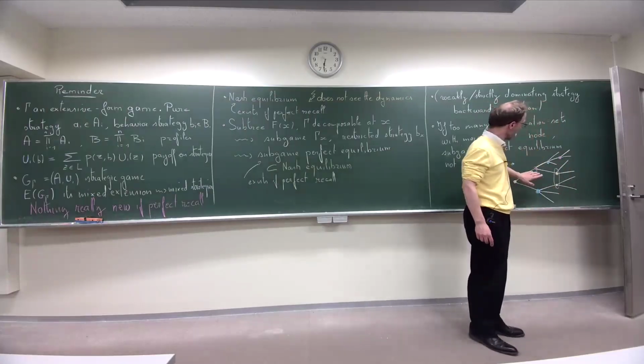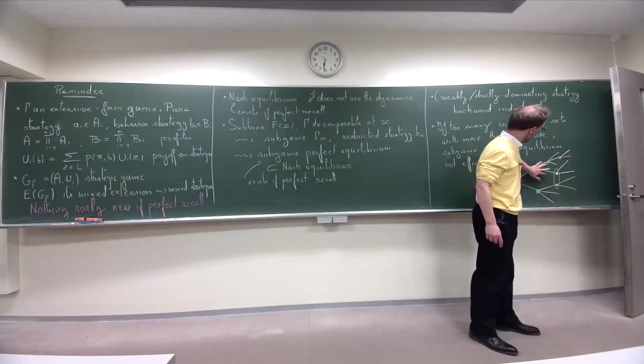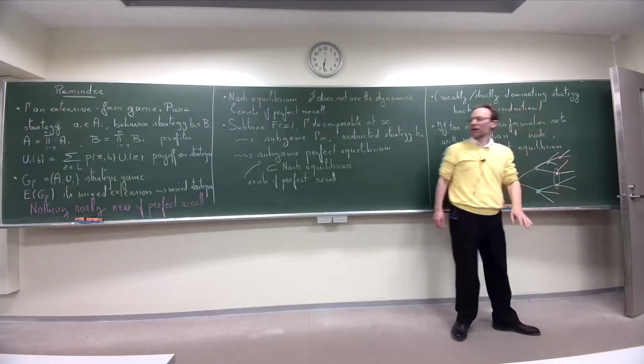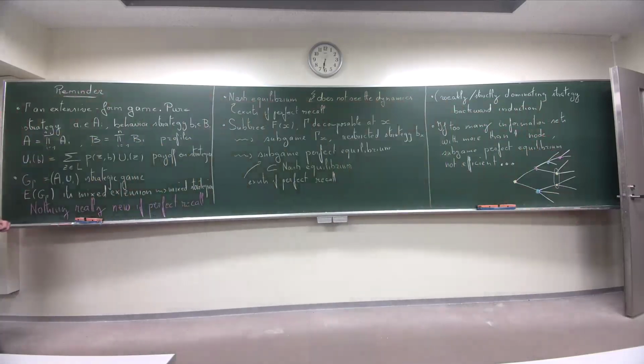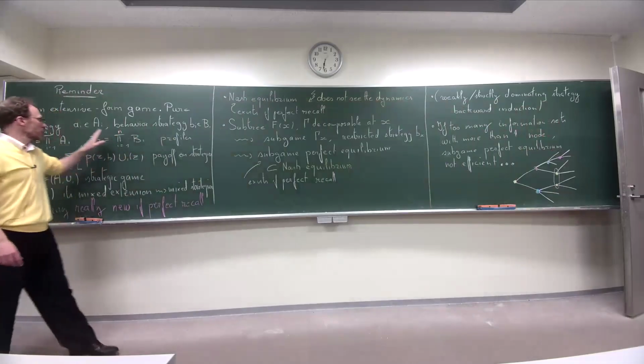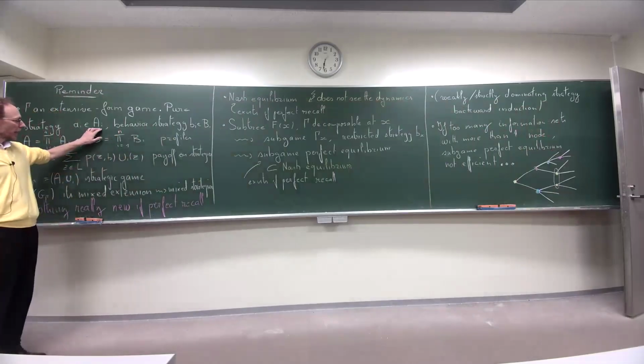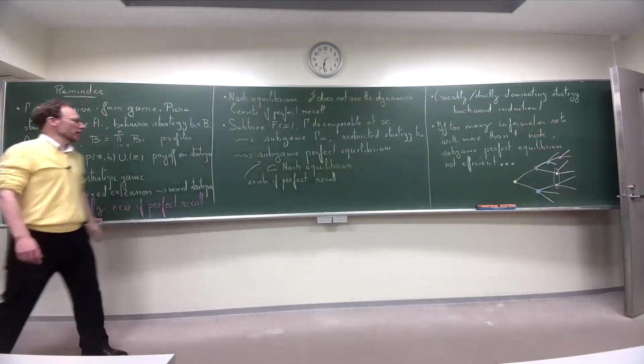A behavior strategy is when you put some probabilities. So at these two edges, you put numbers between 0 and 1, but such that the sum is 1, and the same here. So these are pure strategies and behavior strategies. And the set of all pure strategies is denoted by A_i, or B_i for the behavior strategies.